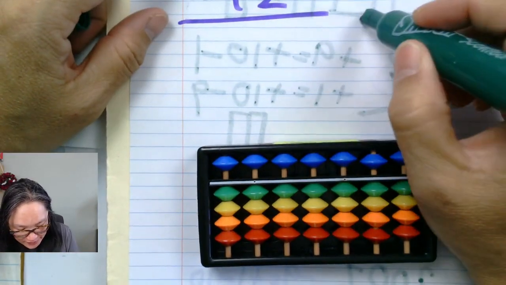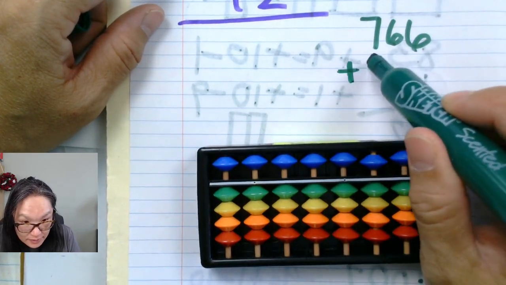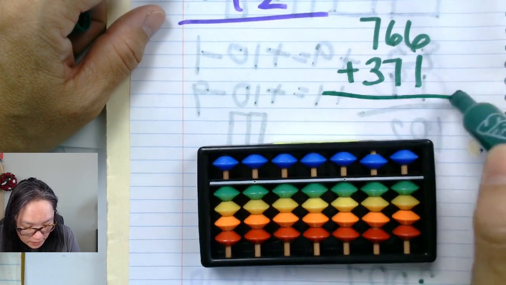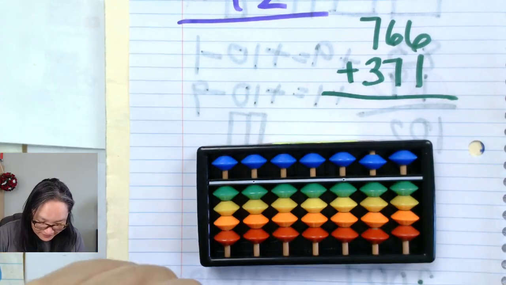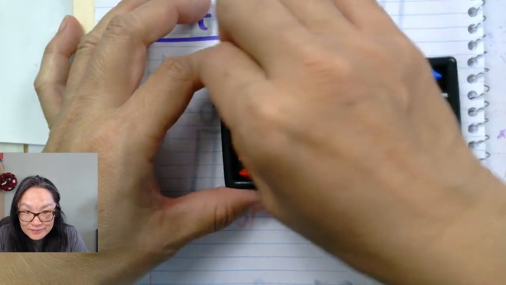Let's do 766 plus 371. Easy! Let's take it slow. Right?